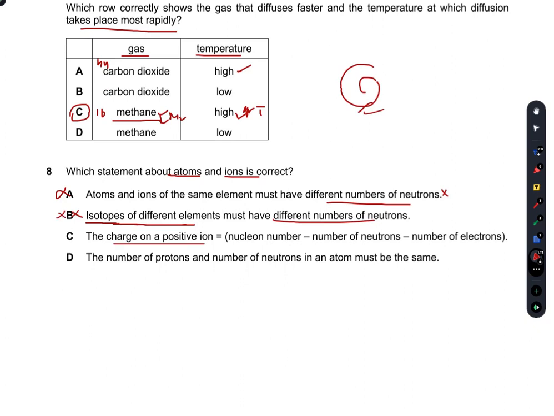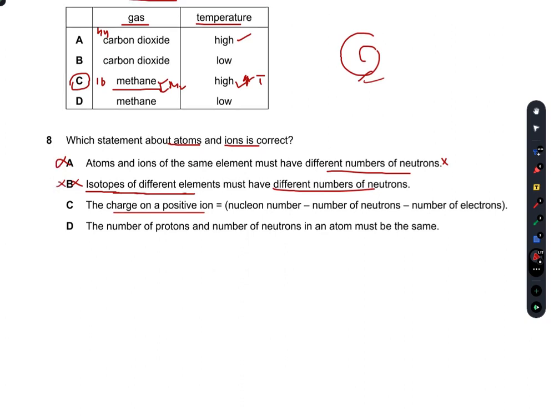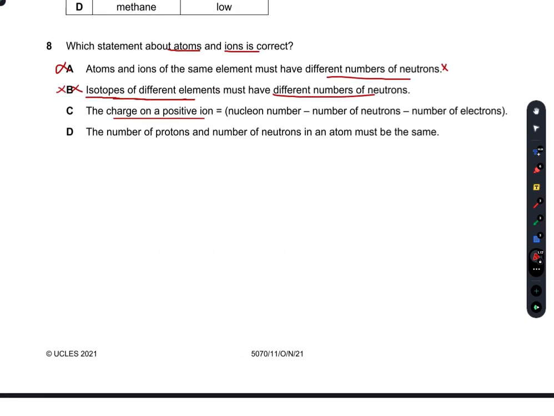The charge on a positive ion is equal to nucleon number minus number of neutrons minus number of electrons. So if I check this, suppose we take carbon again and I subtract the number of neutrons, then I am left with 6 protons and 6 electrons, and I minus, suppose carbon forms a 2 positive charge, so I would minus 2 electrons.